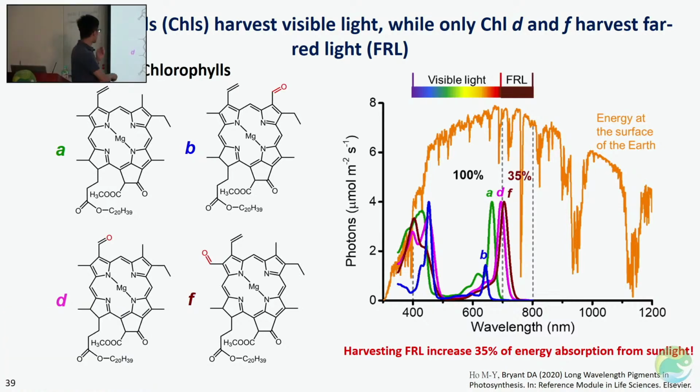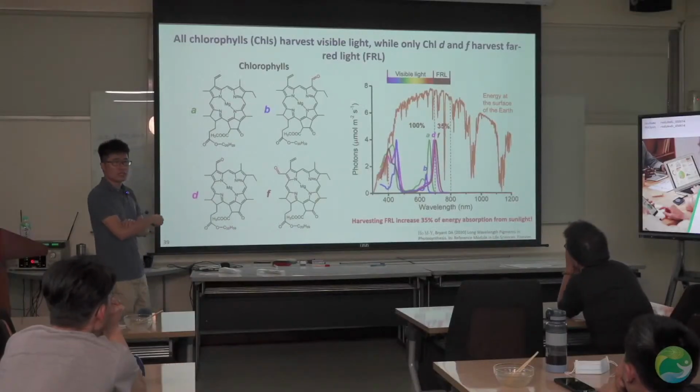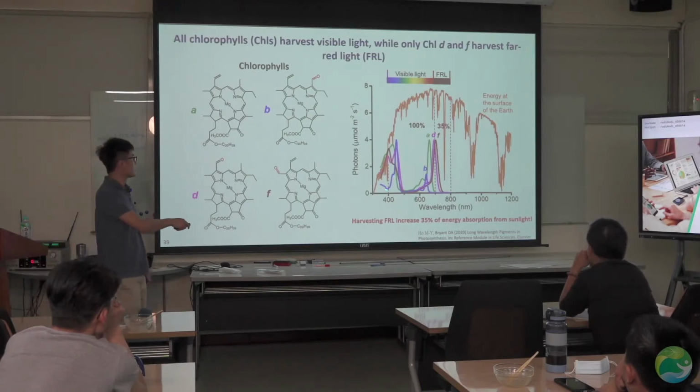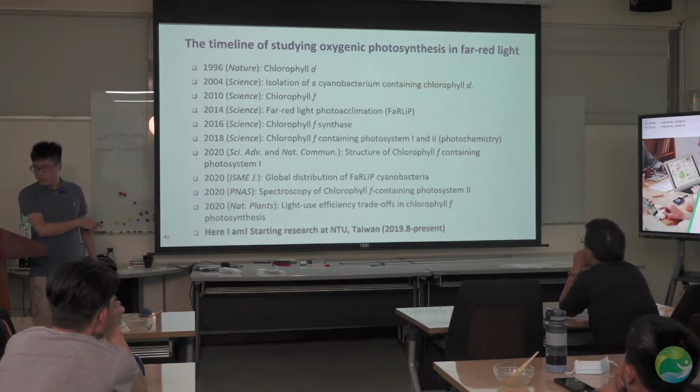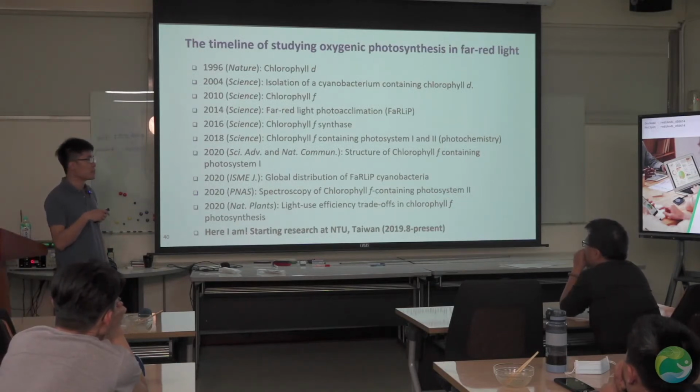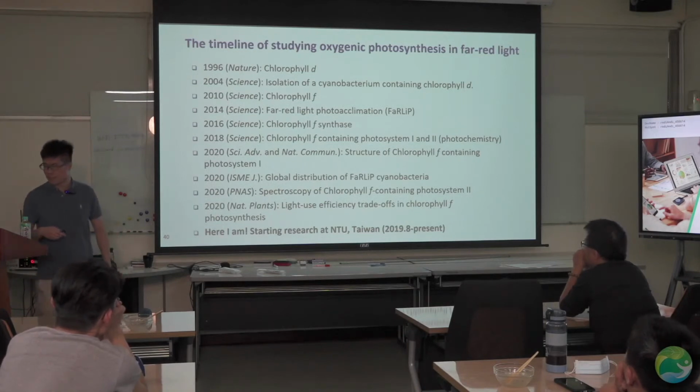But this modification in chlorophyll D and F, these two chlorophylls only found in cyanobacteria, allows them to harvest light in the infrared range. For the definition of infrared light, we call it wavelengths between 700 nanometers and 800 nanometers. In that way, they can harvest 35% more energy compared to other organisms that only use visible light. That's beneficial for them to do photosynthesis in areas not limited to visible light.